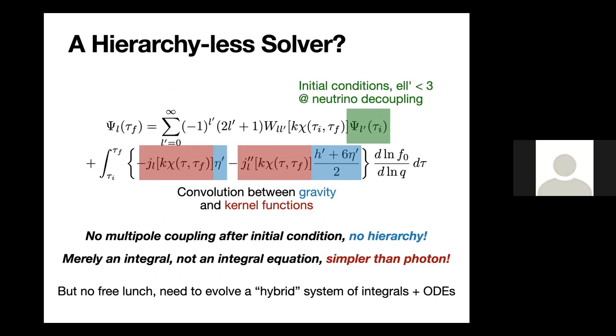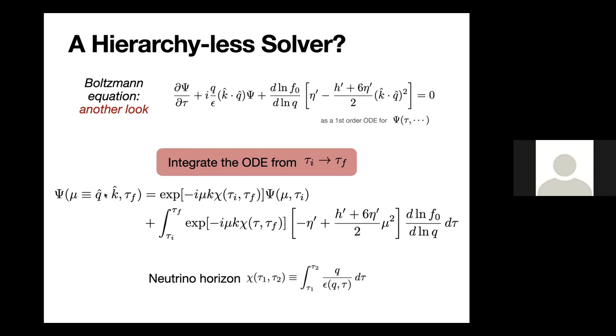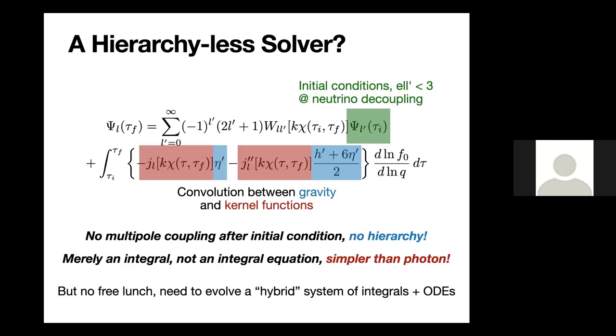So if we then take this result and cast it into multipole form, we arrive at the central result that allows us to construct a hierarchyless solver. Here it tells us that at the final time tau f, multipole l is given by a linear combination of all the initial multipoles at tau i, plus a convolution between gravity, which is blue here, and a known kernel function, which is j_l, the Bessel function, and j_l double prime, which is the second derivative of the Bessel function.